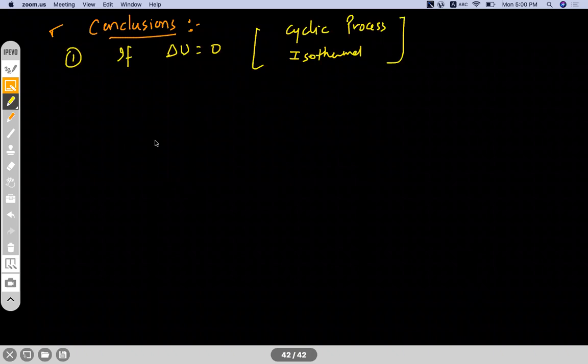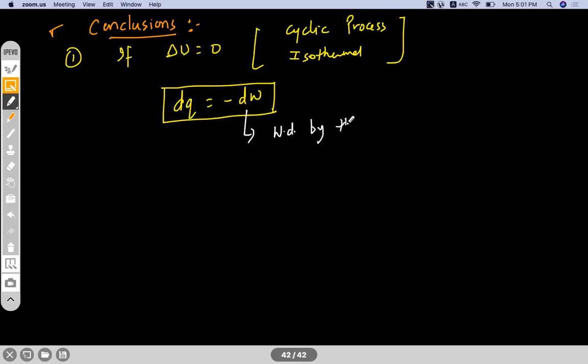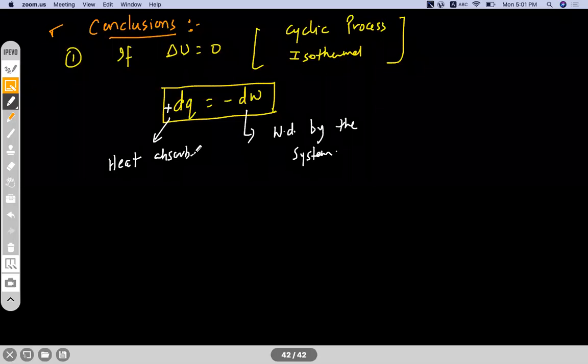So when the change in internal energy is zero, what can we write? dQ is equal to minus dW. One way we can write this. And if you write this expression, it means what? Minus dW is work done on the system or by the system? It is work done by the system. Understand it carefully. And plus dQ means heat absorbed by the system, isn't it? Let me know if you're not getting it.